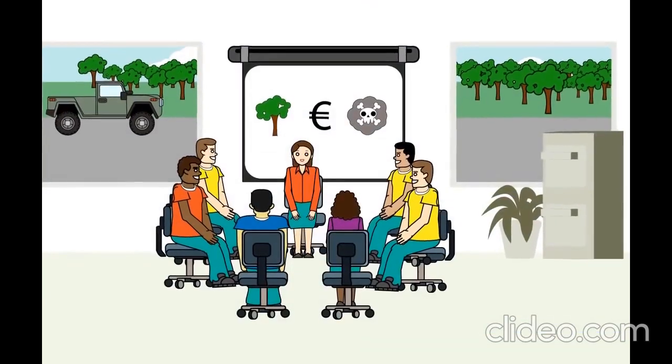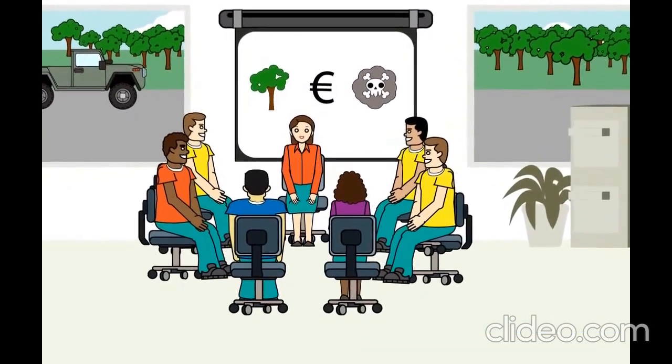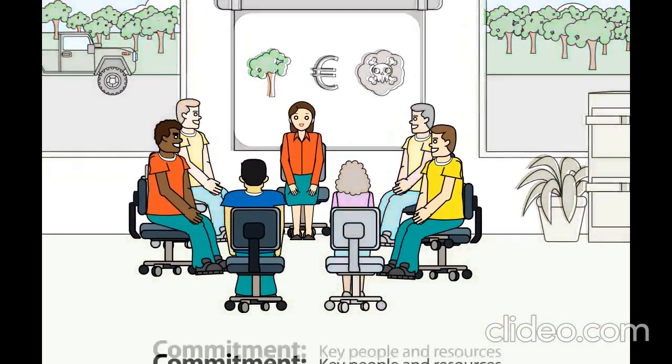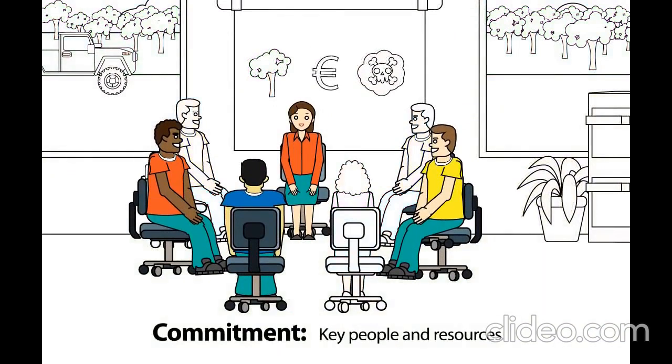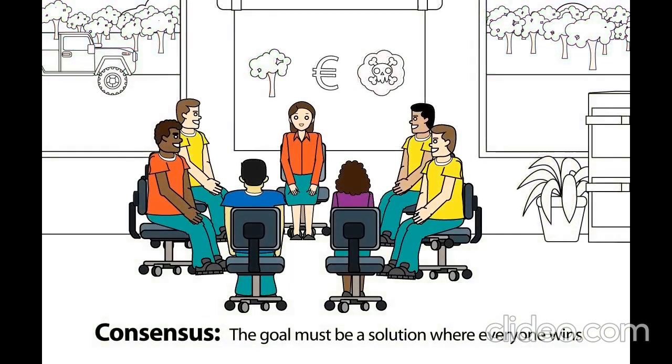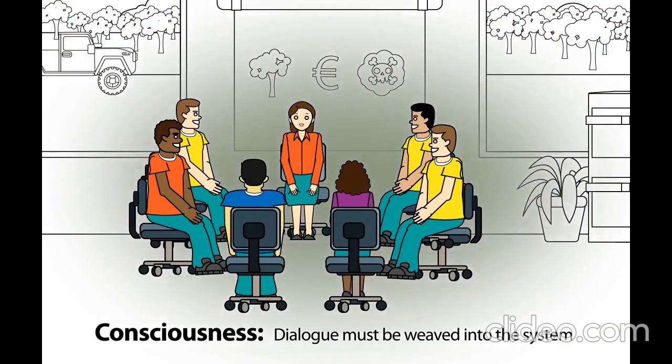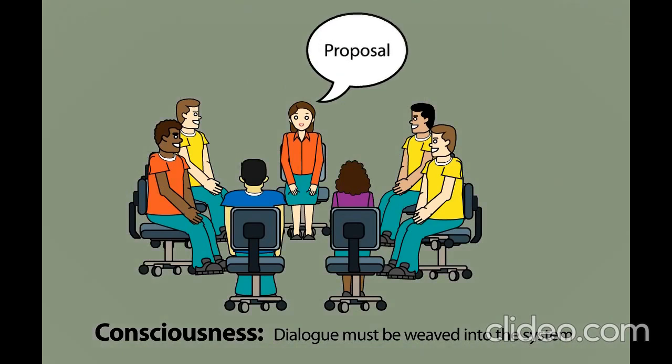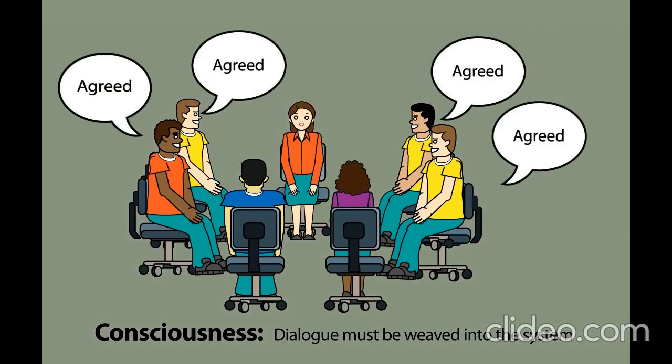The following 4 factors affect the quality of a stakeholder dialogue. Commitment. Key people and resources must give top priority to the issue at the heart of the dialogue. Capacity. Physical, organizational, and human resources must be available to participate. Consensus. The goal must be a solution where everyone wins. Consciousness. Dialogue must be weaved into the system rather than something extraneous to the organization.